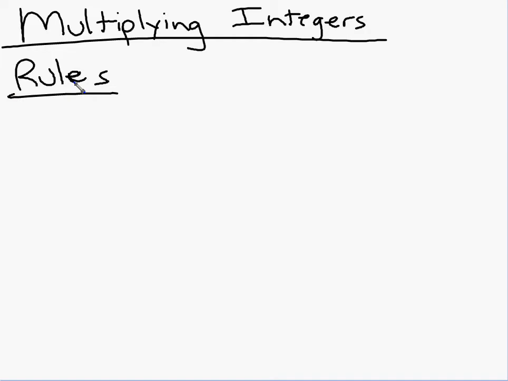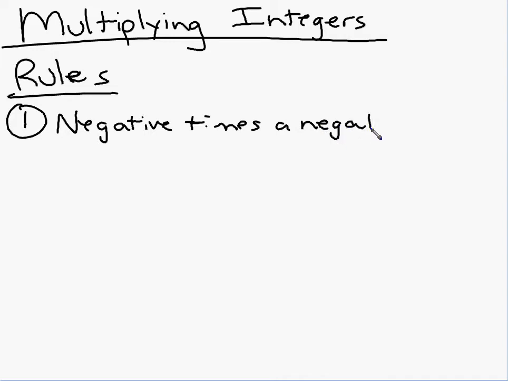In this case, it does help to have rules. When we did adding and subtracting integers, we didn't do rules because I think they just make things complicated. But here, it does help us. Rule number one: a negative times a negative is a positive. A negative times a negative is a positive.